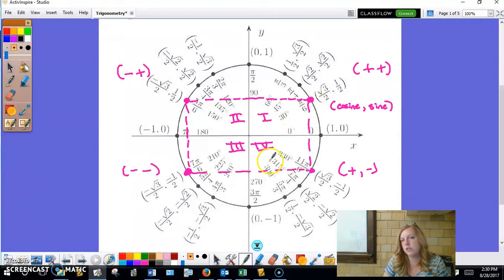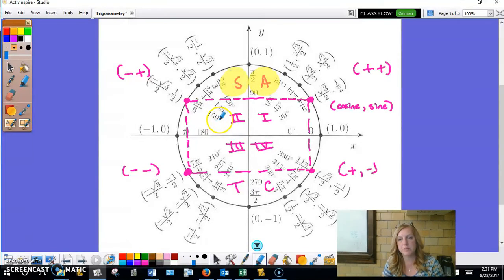The mnemonic that we've typically used, I think we did all-star trig class, or all students take calculus would be another mnemonic that we could use. All trig functions are positive in quadrant 1. Only sine and its reciprocal cosecant are positive in quadrant 2. Tangent and its reciprocal cotangent are positive in quadrant 3, because sine divided by cosine, and negative divided by negative is positive. And in quadrant 4, cosine and secant, its reciprocal, are going to be positive.